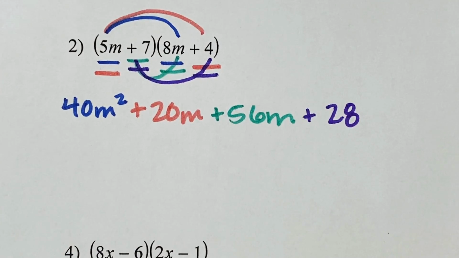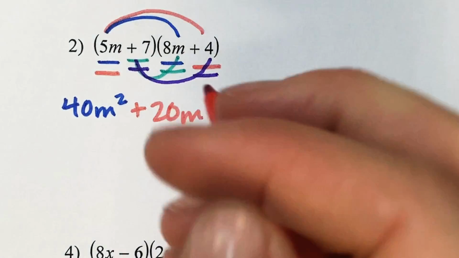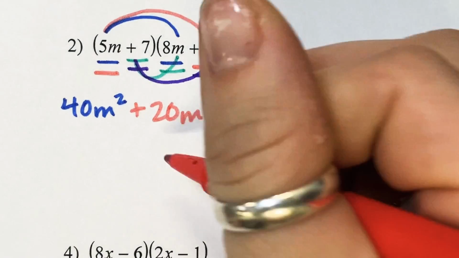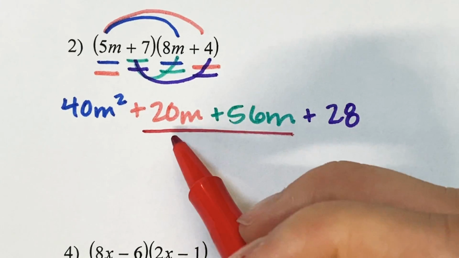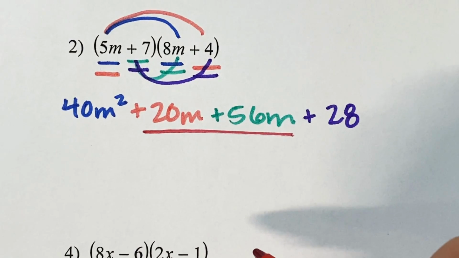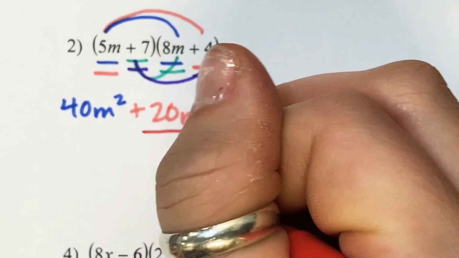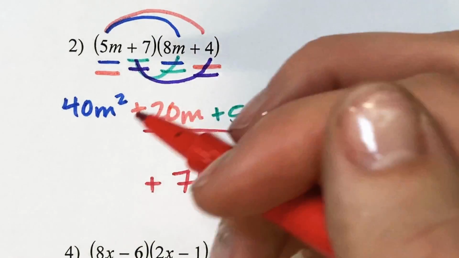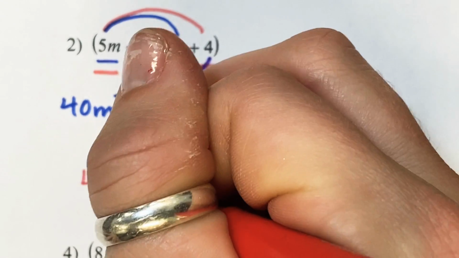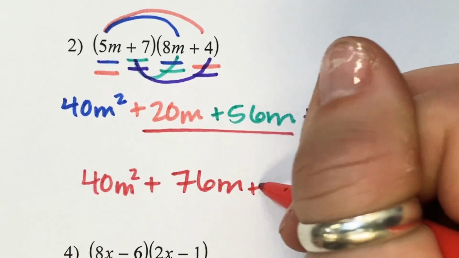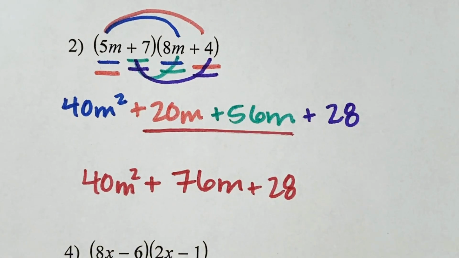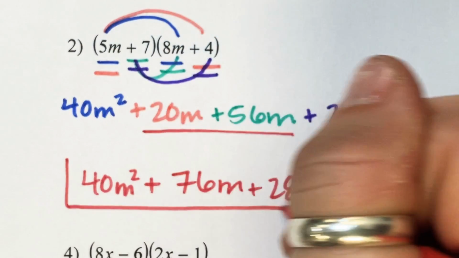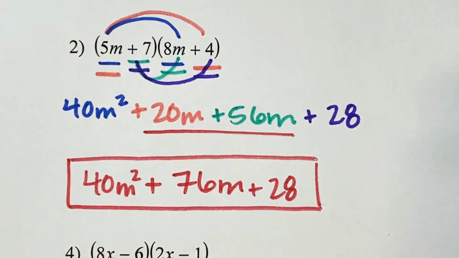Okay, so we did FOIL. Now we just need to combine the two in the middle because they're the only ones with just one m attached. What is 20 plus 56? It's going to give me 76m in the middle. It's a positive, so put a plus in front of it. 40m squared and positive 28 on the end. And there is our quadratic expression.